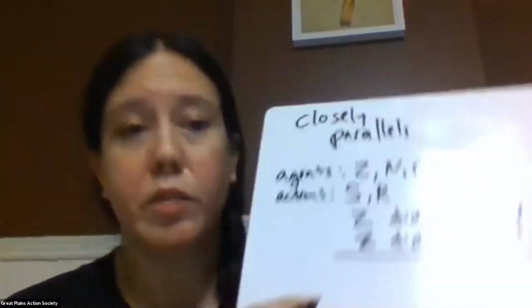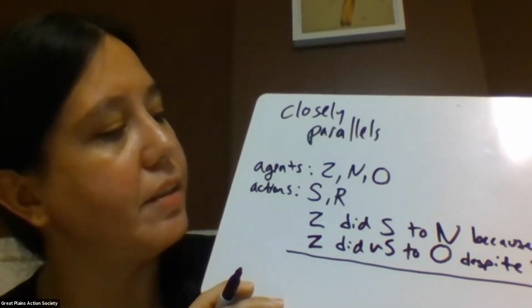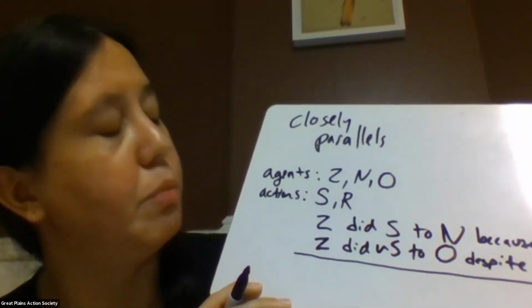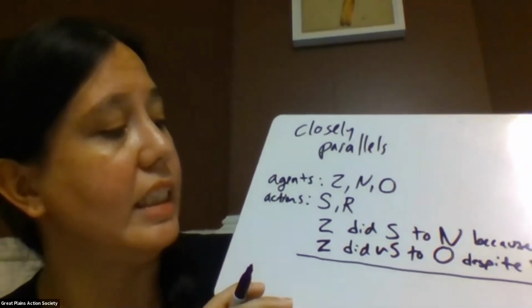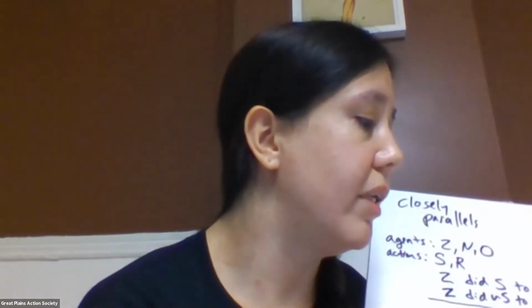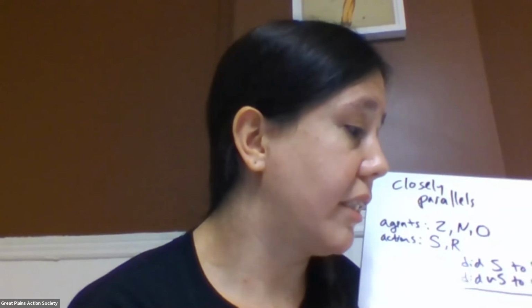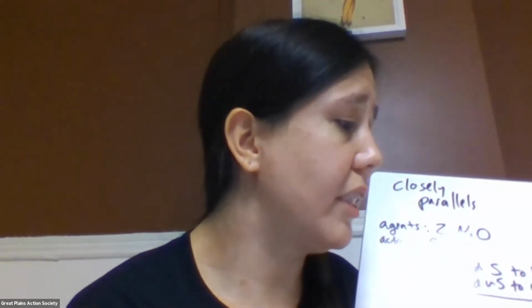All right, so we got our premises kind of broken down. We got Z did S to N because R, but we also have this claim that Z did not do S to O despite R. And so what we're concluding is, therefore, so despite the foreign minister's claim, this latest diplomatic move cannot be explained exclusively by Zaria's commitment to upholding human rights.